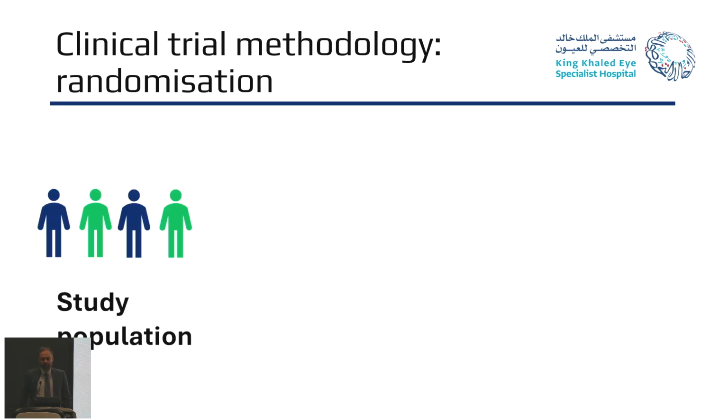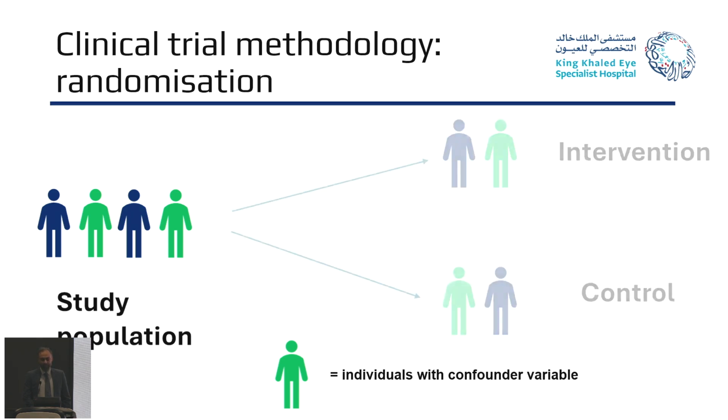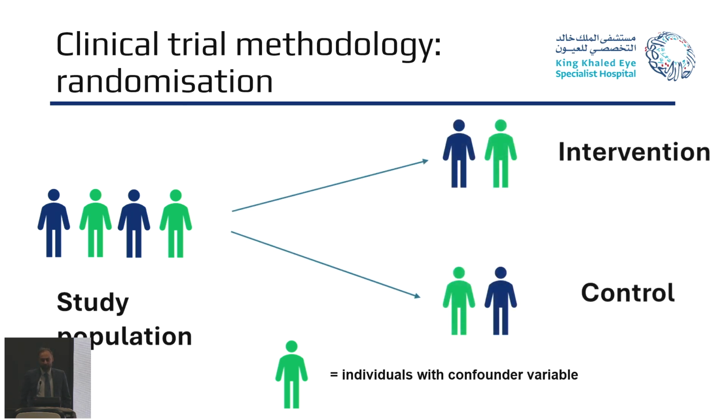Now, one of the advantages of clinical trials is that because of randomization, you overcome some of the confounding factors. Say we have a population, and here the green man is an individual with a confounding variable, and you randomize half to intervention and half to control. Because you've randomized the groups, you've balanced out the confounding variables between the two groups, and the two groups are comparable.